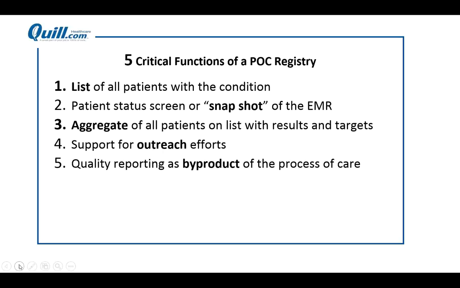It has to support outreach efforts. In other words, it ought to produce a list of all the people with asthma who haven't been in for a flu shot, for instance. And finally, if you're doing all the things above, then quality reporting becomes a byproduct of the process of care rather than a separate endeavor where we go and collect data.